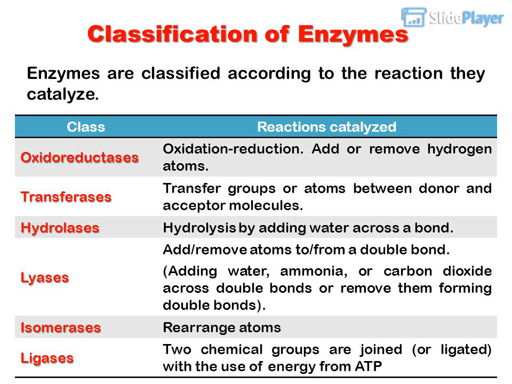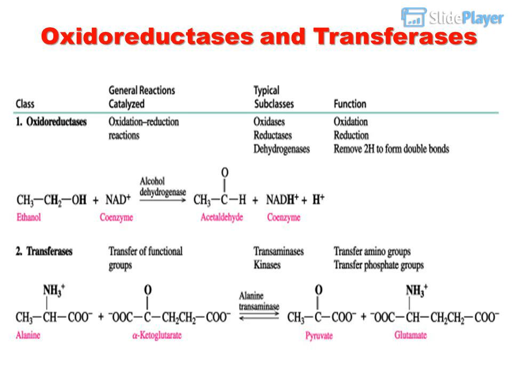Lyases add or remove atoms to or from a double bond, adding water, ammonia, or carbon dioxide across double bonds or removing them to form double bonds. Isomerases rearrange atoms. Ligases join two chemical groups, or ligate them, with the use of energy from ATP.